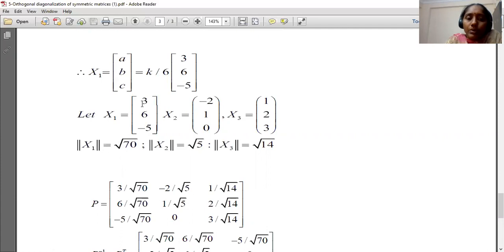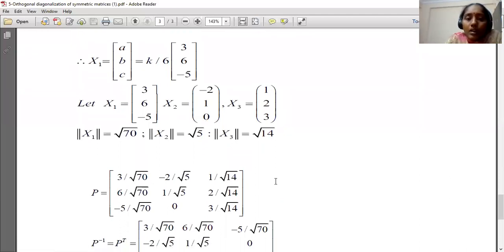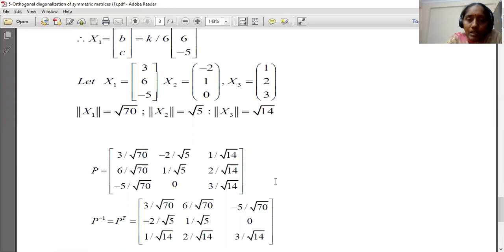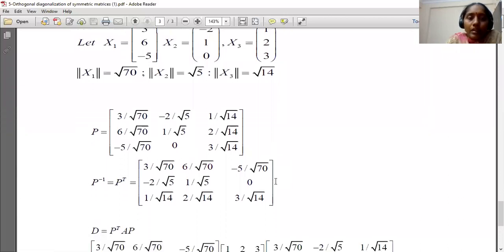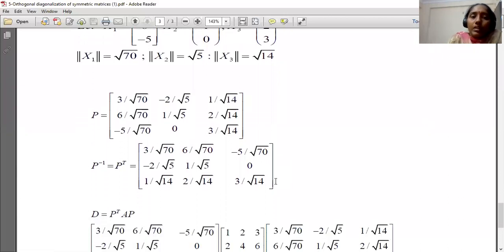So the first column is 3 by root 70, 6 by root 70, minus 5 by root 70. The second column is minus 2 by root 5, 1 by root 5, 0. The third column is 1 by root 14, 2 by root 14, 3 by root 14. Now this is called an orthogonal matrix or transformation matrix. Here, P is an orthogonal matrix.